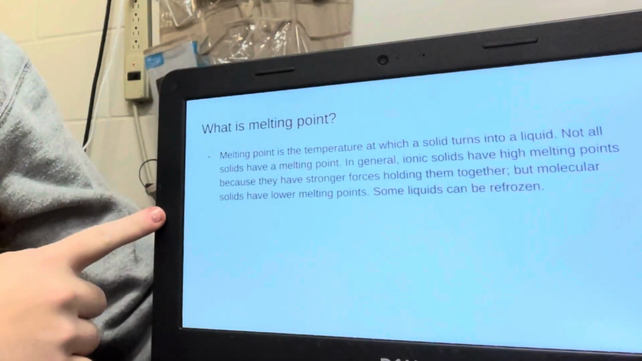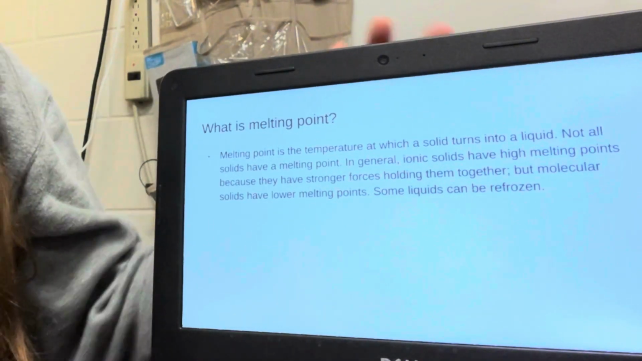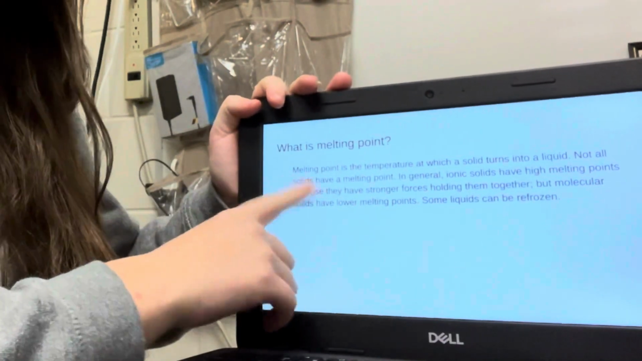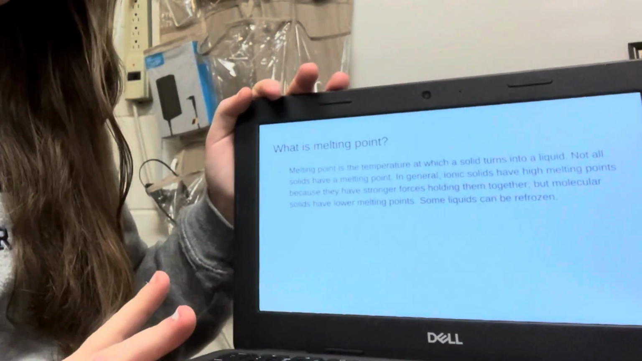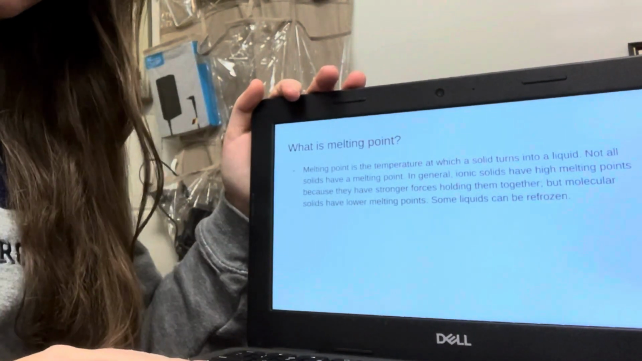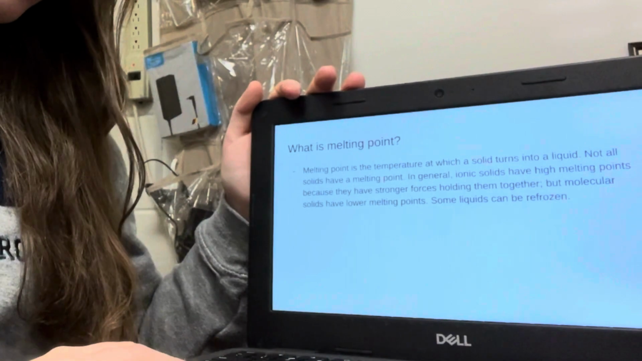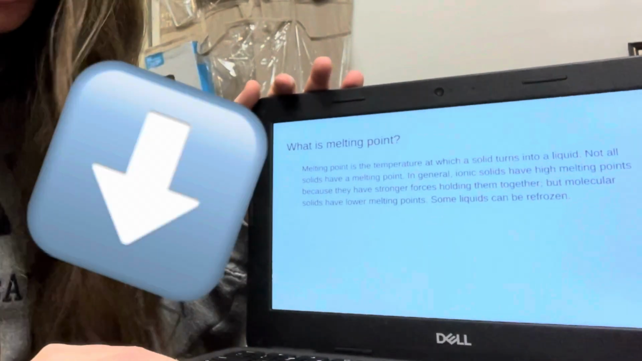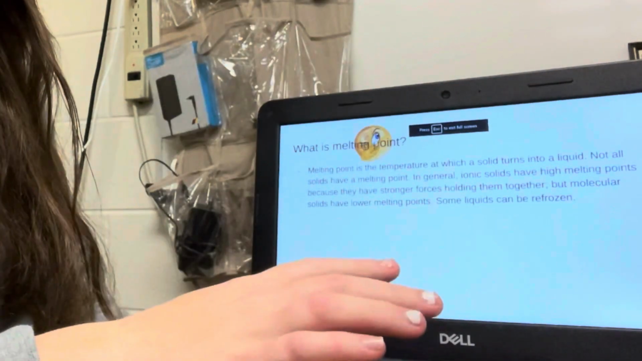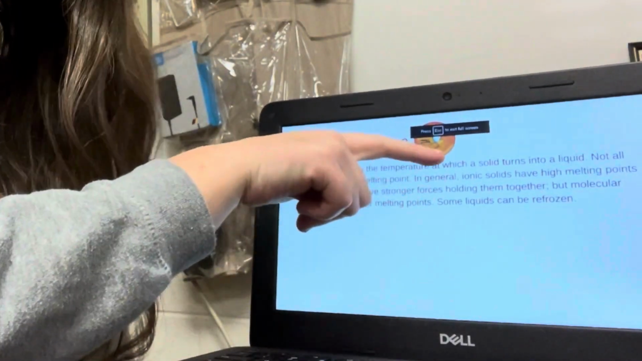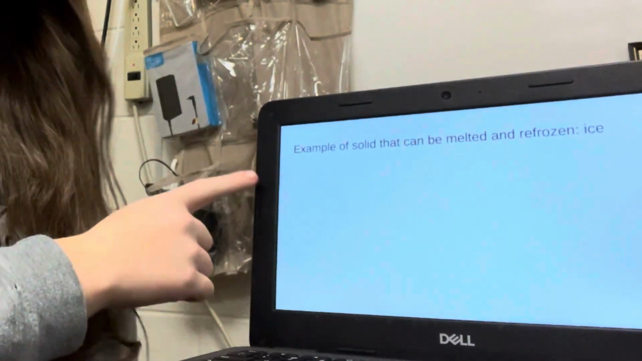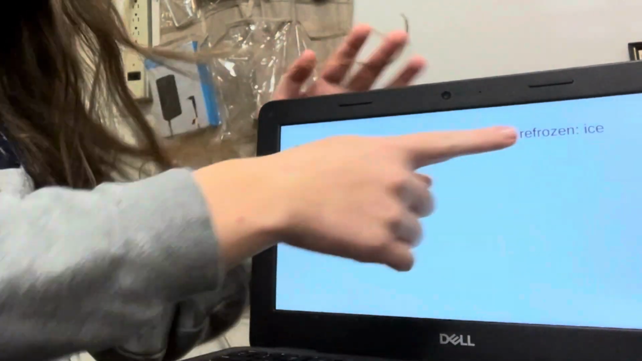What is melting point? Melting point is the temperature at which a solid turns into a liquid. Not all solids have a melting point. In general, ionic solids have higher melting points because they have stronger forces holding them together. But molecular solids have lower melting points. Some liquids can be refrozen. Example of a solid that can be melted and refrozen: ice.